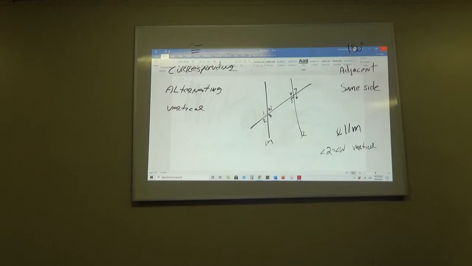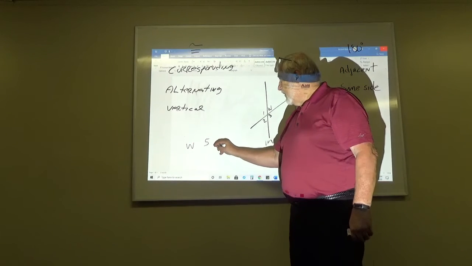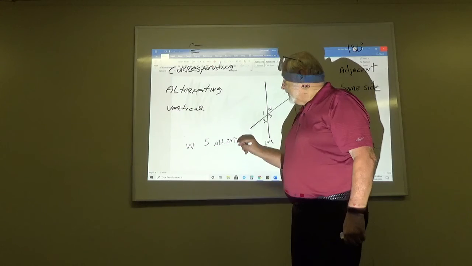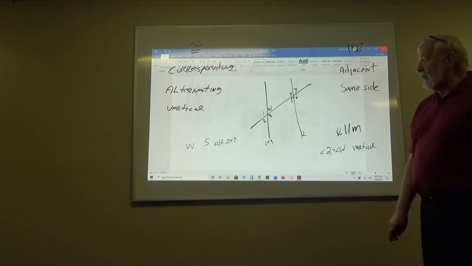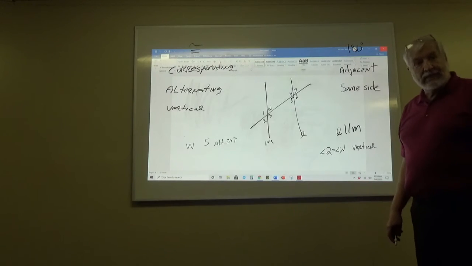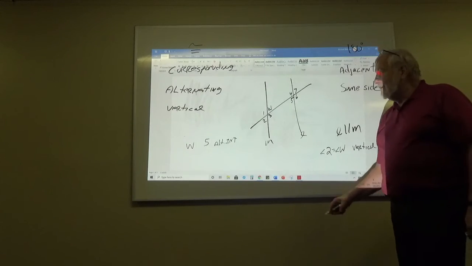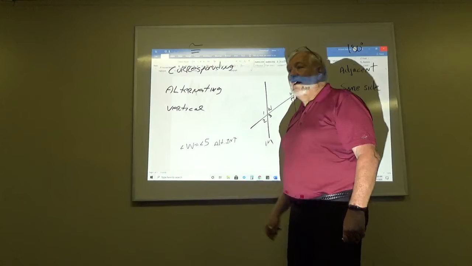W and angle 5 are alternating interior. All right, agree? W and 5 are alternating interior, okay, because they're inside this. All right, and so what equation can you write? W equals 5. That's correct. Angle W equals angle 5.